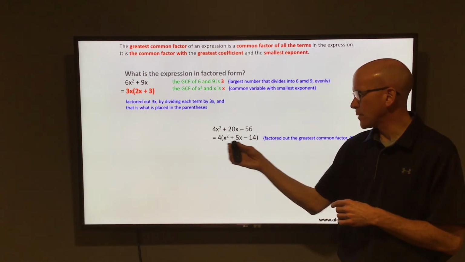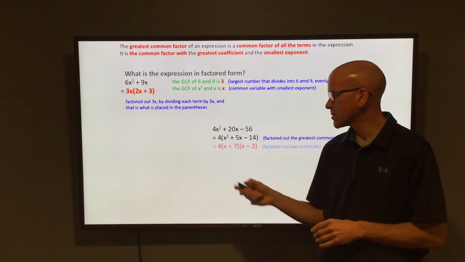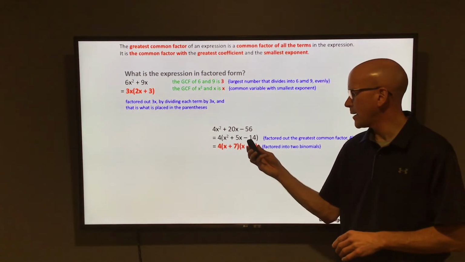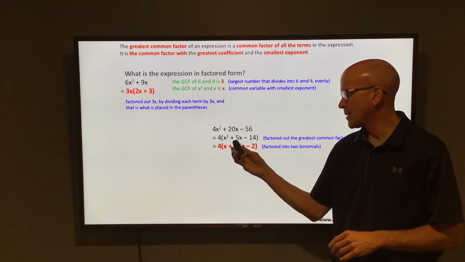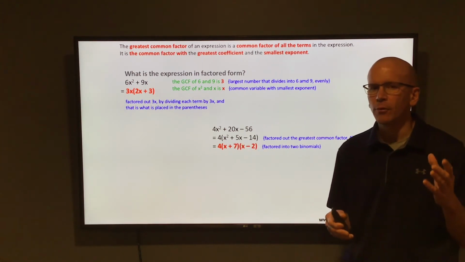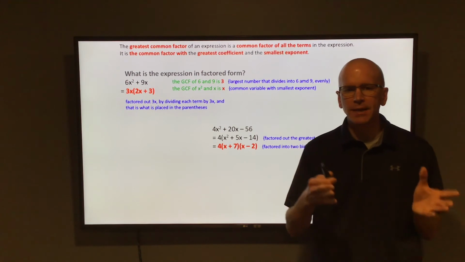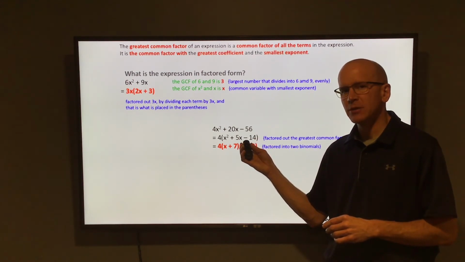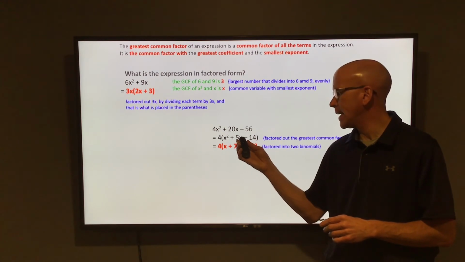Try to factor that into two binomials. So the first terms of those two binomials would be x. The second terms multiply to make negative 14 and add to make 5. So you're thinking of factors of 14. You have 14 and 1, 7 and 2. One of them will be positive and one will be negative because you're multiplying to make a negative 14 and adding to make a 5.